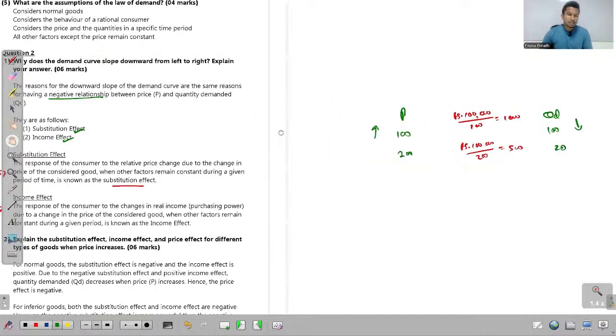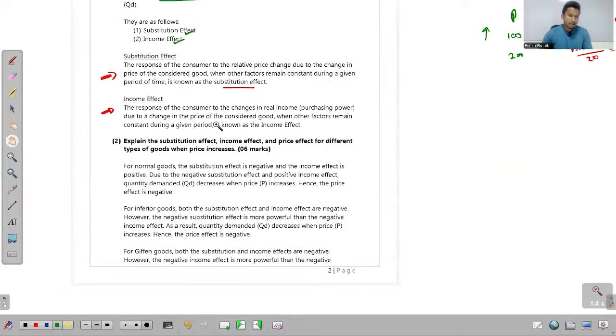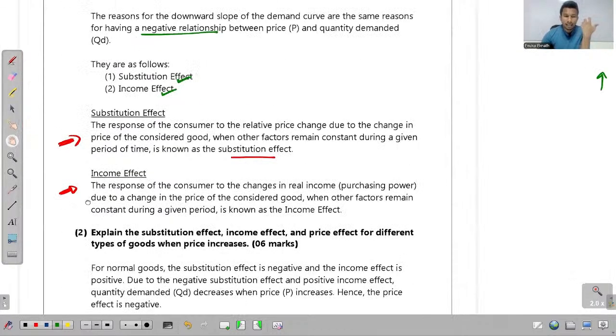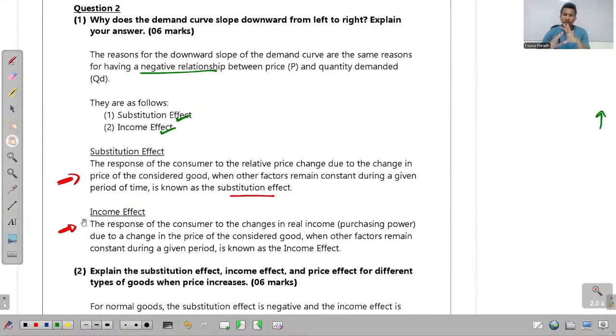Right. If you look at this answer, that's what I have explained. Read this. It says, the response of the consumer to the changes in real income or the purchasing power due to a change in the price of the considered good when other factors remain constant during a given period of time is known as income effect. It's the same thing. Right. So for writing this entire concept, I have allocated 6 marks.